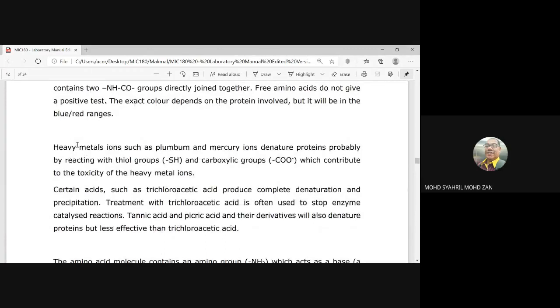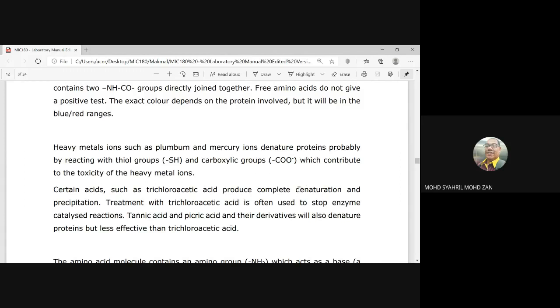So we also have heavy metal ions such as plumbum and mercury ions, which denature protein, probably by reacting with thiol groups. These thiol groups are SH and the carboxyl group is COOH, which contribute to the toxicity of the heavy metal ions. We also use certain acids such as trichloroacetic acid. So what happens? These will do complete denaturation and precipitate.